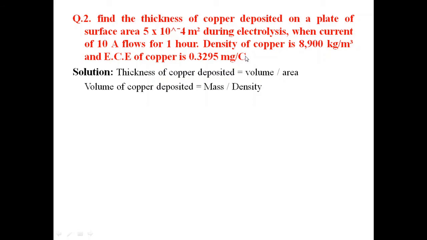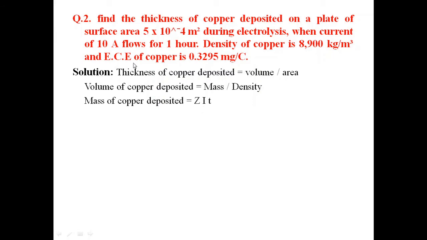Actually the mass of copper is not my requirement here. My requirement is thickness. But to find thickness, you need to find the total quantity of copper deposited. After that you can find the thickness. So what is the mass? Again mass can be given as ZIT. Here I is given, Z is given, T is given. But you need to be very careful about the units.